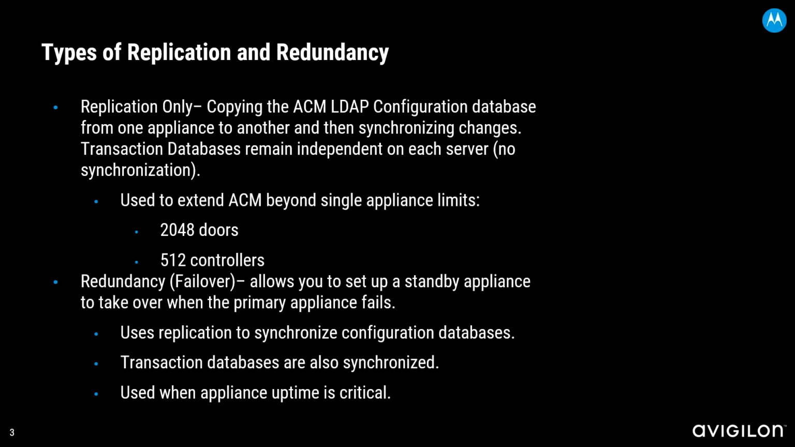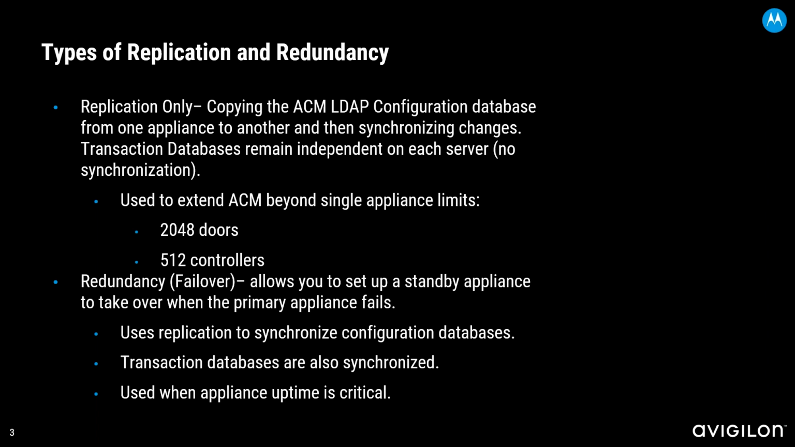Typically, applications where you would just use replication only would be to extend beyond the limits of a single appliance. So the typical limits that people hit are listed here on the presentation, and that is 2,048 doors. So when you get to that 2,049th door, you would need to add a second appliance. Also, the 512 controller limit. This comes up especially if you're using 1501s at every door.